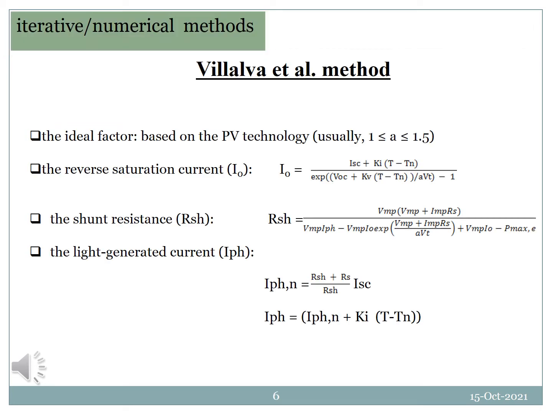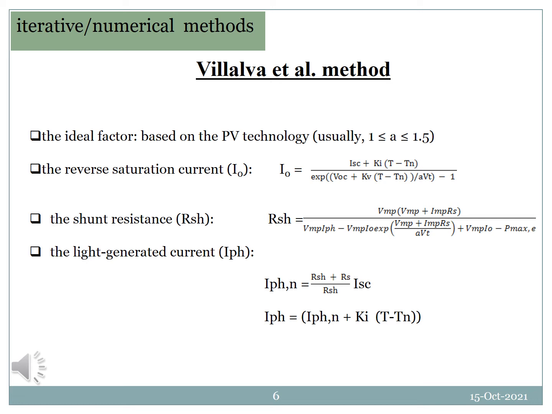Villalba et al. developed a method to obtain the 5 parameters that does not include guessing or estimating any parameter other than the diode ideality factor. This method starts by setting the ideality factor as a constant and giving it a specific value based on the PV technology. Usually it's between 1 and 1.5.